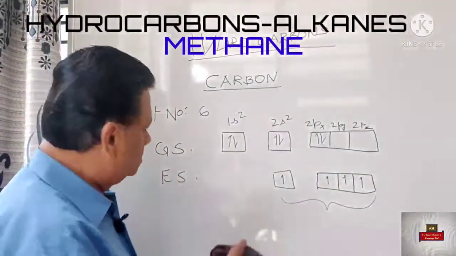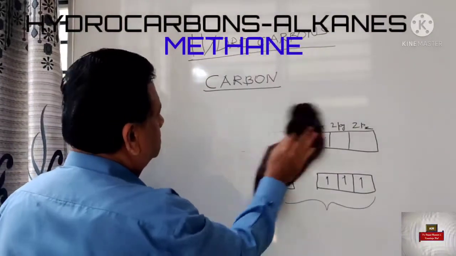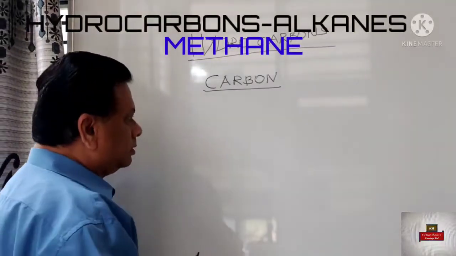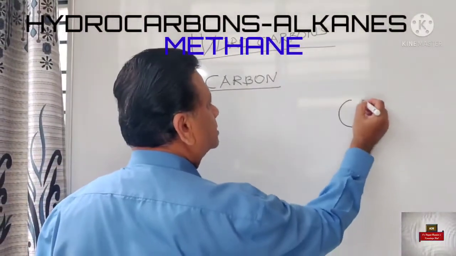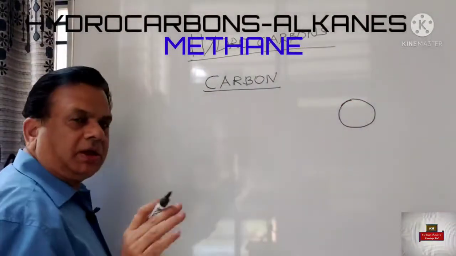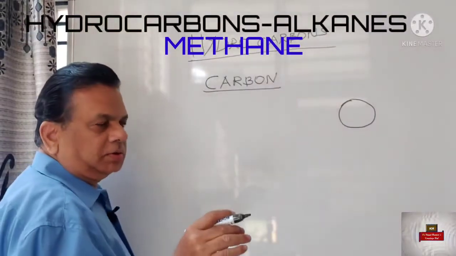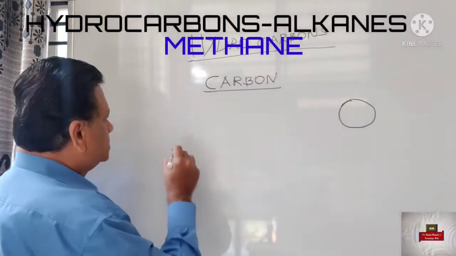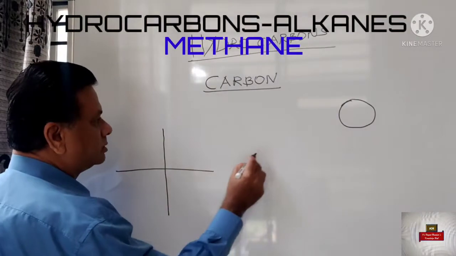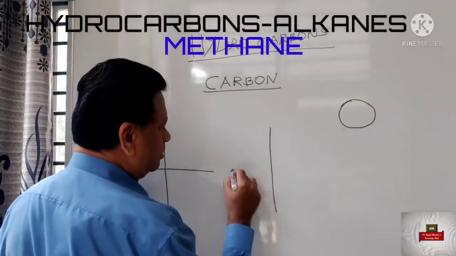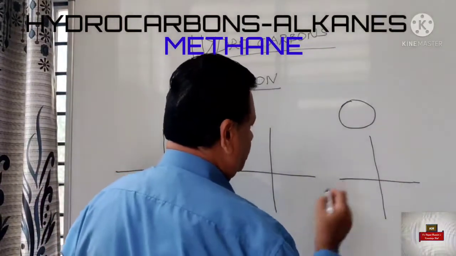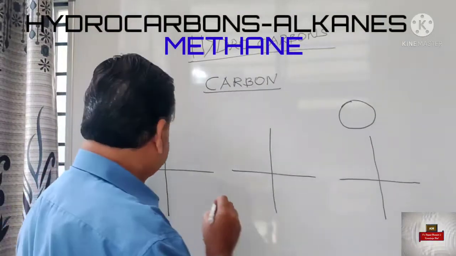So how will that look? The same thing we can elaborate like this. The s orbital shape is like a sphere, and for the p orbitals, I told you, px, py and pz. So let us see what is the shape of the px orbital, the py orbital and the pz orbital, and how they orient themselves.